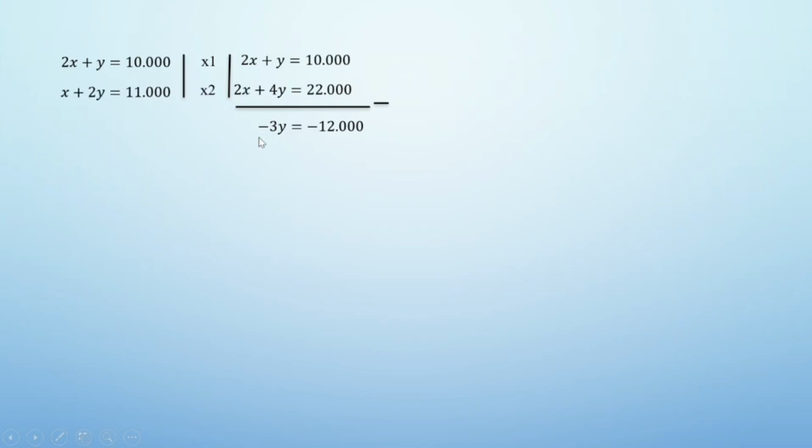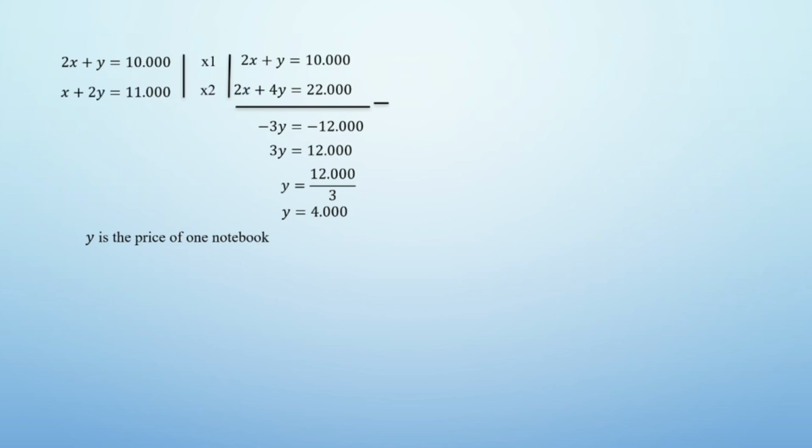To find y, we divide 12,000 by 3. y equals 12,000 divided by 3. So, we know that y is 4,000. Remember, y is the price of a notebook. That means one notebook costs 4,000 rupiah.